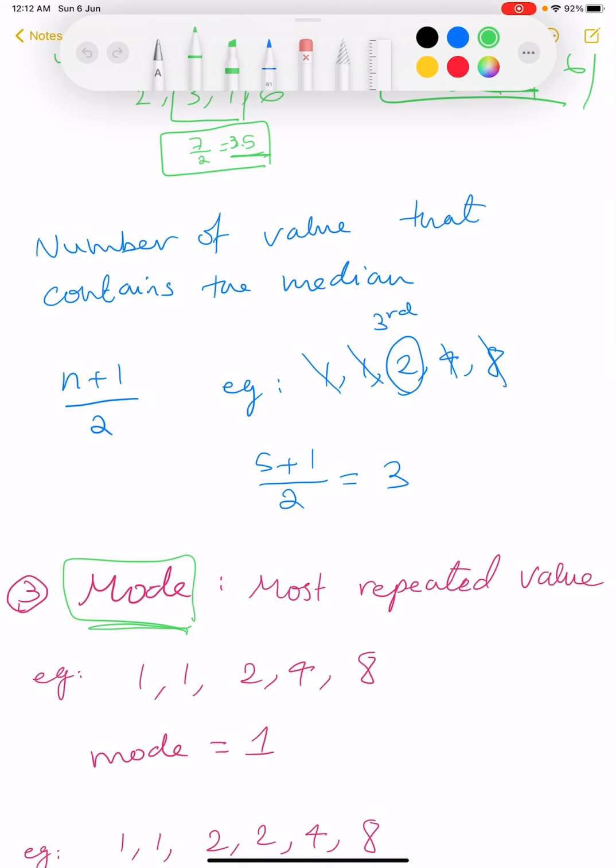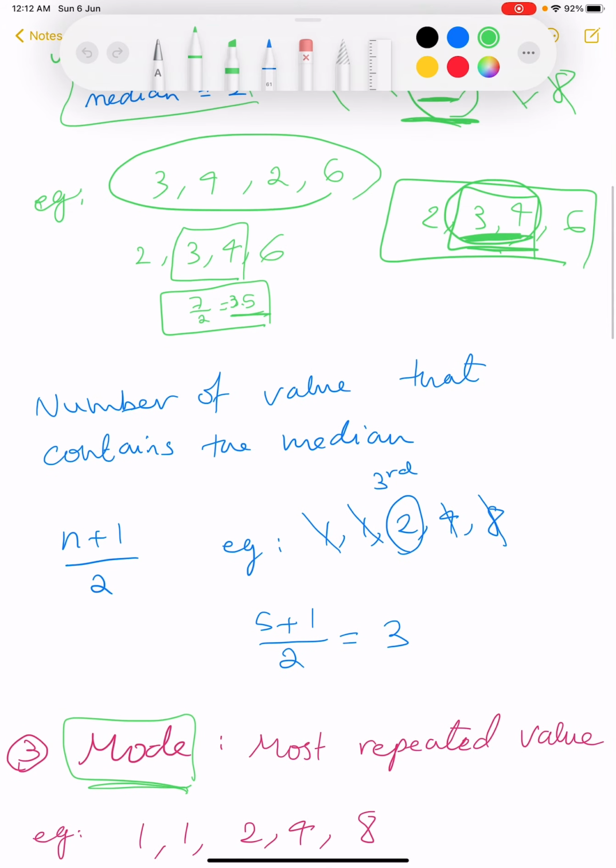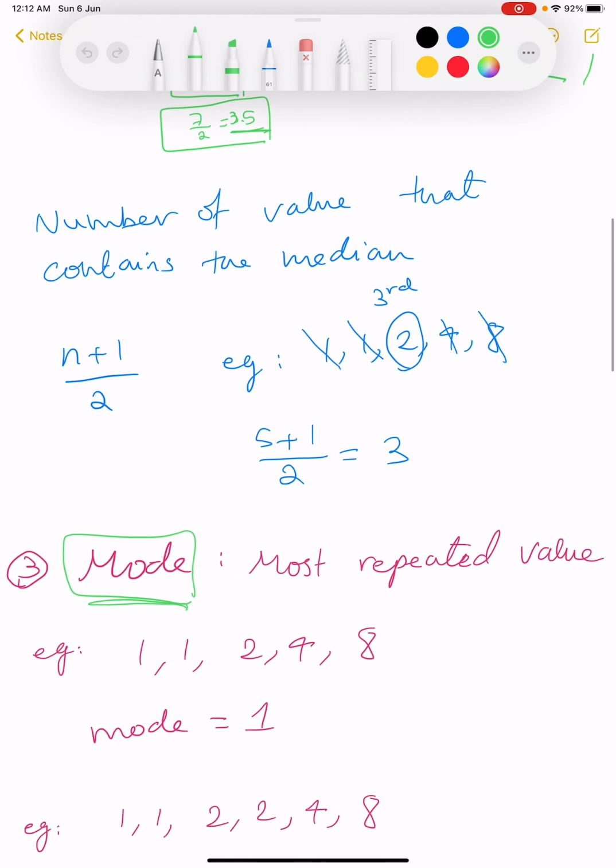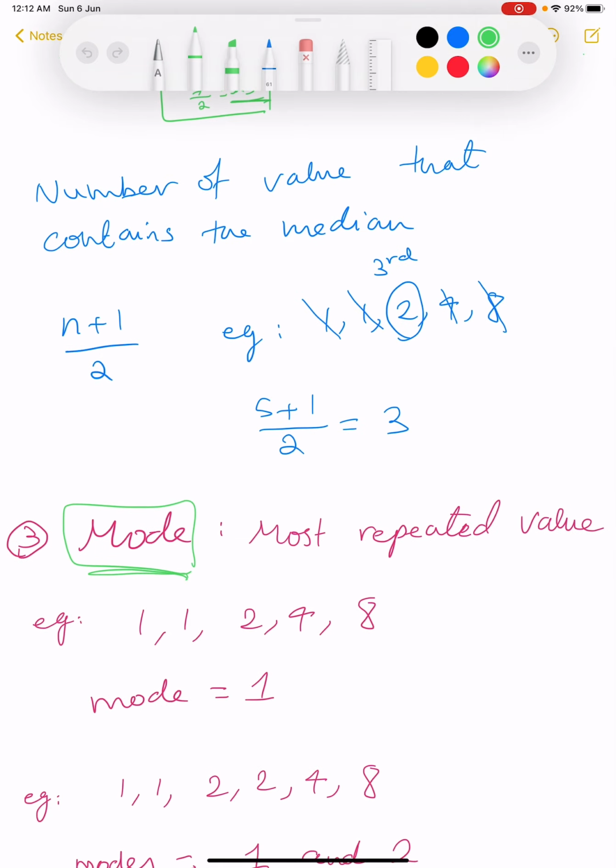Okay, so how do we know what's the position of the median? The number of the value that contains the median. Let's have an example. If we have these values, how do we know where the median is exactly after organizing them? We just use this formula. For example, here the median is the third value. How do we know this? It's the third or the second or the fifth. How do we know this?